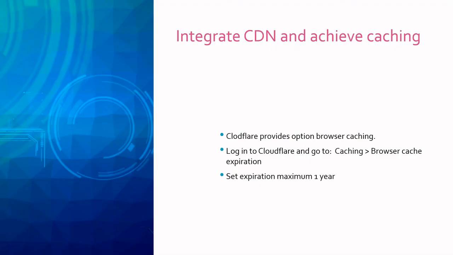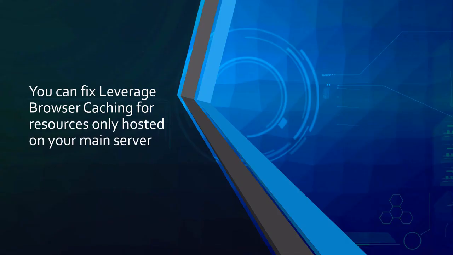If you're using a CDN, then you can integrate the CDN and achieve caching. For example, if you use Cloudflare as your CDN, then log into your Cloudflare account, go to Caching, and set Browser Cache Expiration. Set the expiration to a maximum of 1 year. Please keep in mind you can fix leverage browser caching only for resources hosted on your main server. Then, if your resources are not located on your main server, how do you handle leverage browser caching? Check it out in my next video.